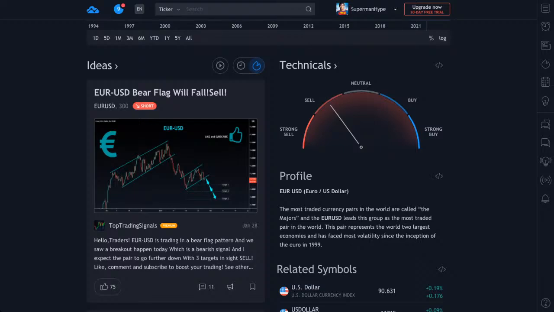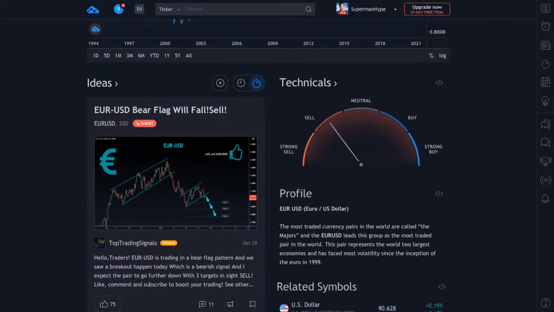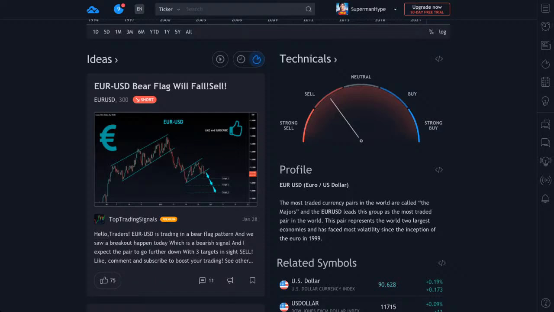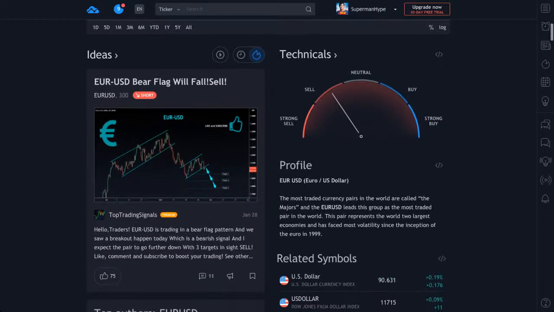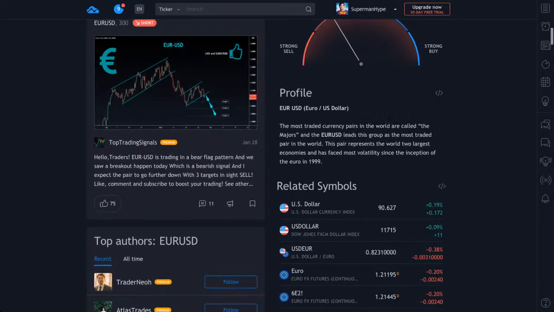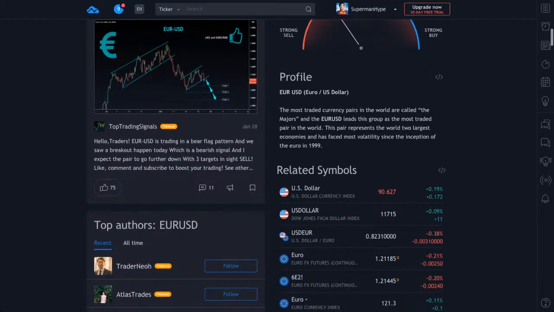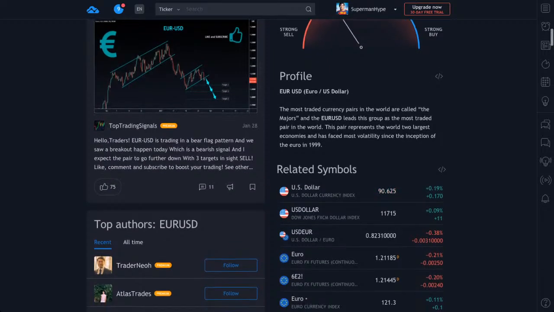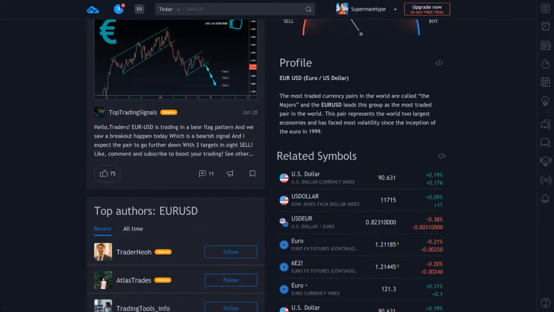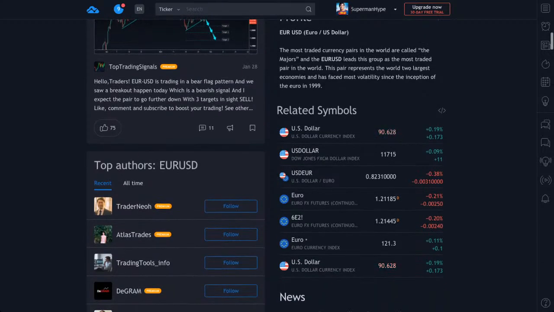This pair represents the world's two largest economies and has been most volatile since the inception of the euro in 1999. So the euro obviously reflects the European Union, which is a collective of countries. It's got France in it, Germany, and a whole other range of countries, versus the US. And obviously US is the biggest economy in the world. Obviously China is rising versus that. That all impacts how currencies trade over time, as well as their manufacturing productivity and a lot of other economic indicators. Financial trade flow is obviously very important as well. So there are some related symbols that you can check out if you want to learn more about that.